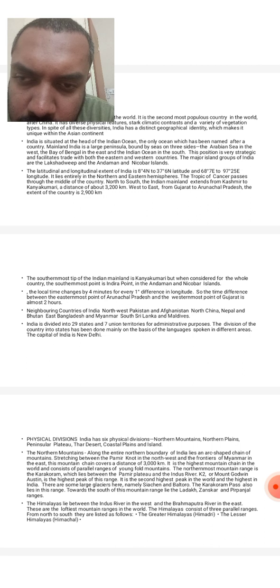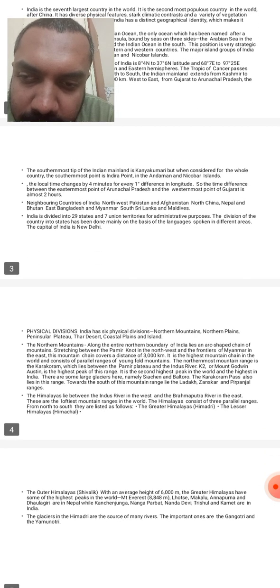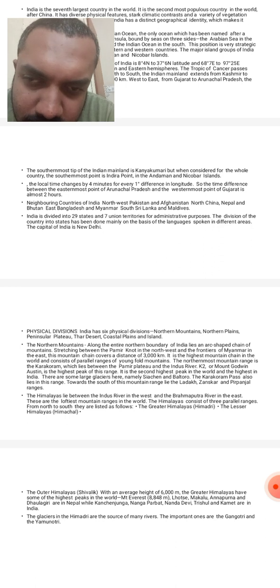Neighboring countries of India are, in the northwest, Pakistan and Afghanistan; in the north, China, Nepal and Bhutan; in the east, Bangladesh and Myanmar; in the south, Sri Lanka and Maldives. India is divided into 29 states and 7 union territories for administrative purposes. The physical divisions of India are the northern mountains, the northern plains, the peninsular plateau, the Thar desert, the coastal plains and the islands.